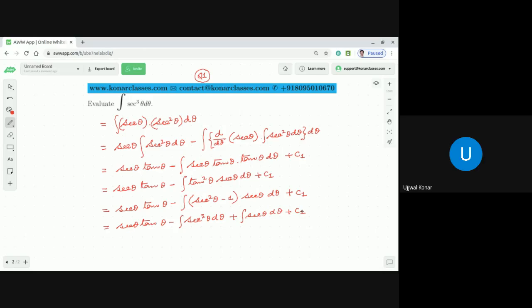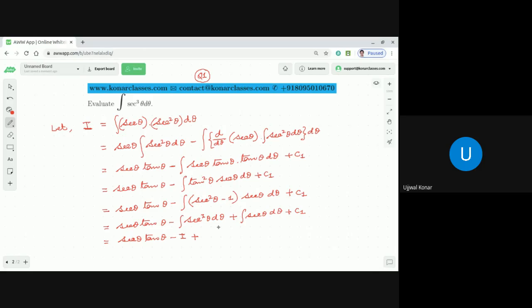Yes. Now, the question we have been given is to find the value of integration of sec cube theta d theta. Correct or not? So let's assume this integration as I. Let I be equal to the integration of sec cube theta d theta. Okay. Then what will we end up with? It is sec theta tan theta minus I, correct or not?